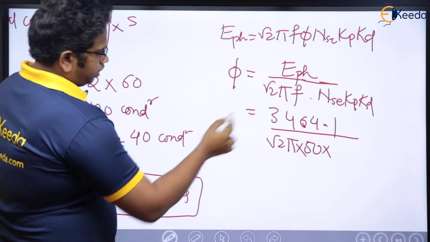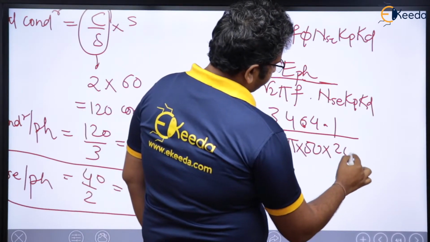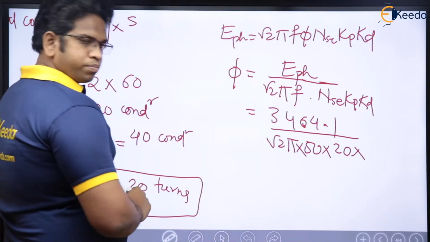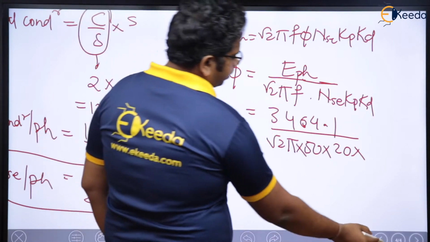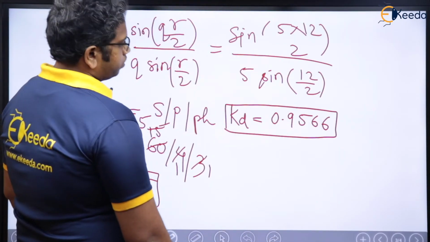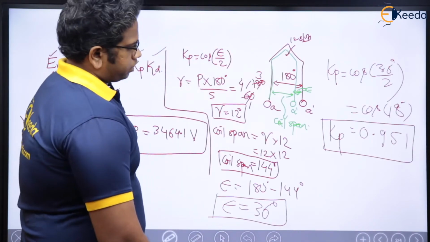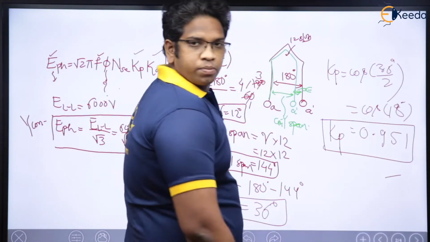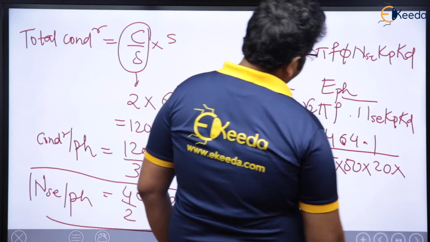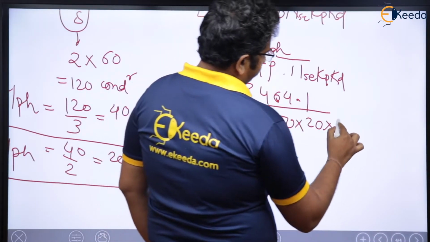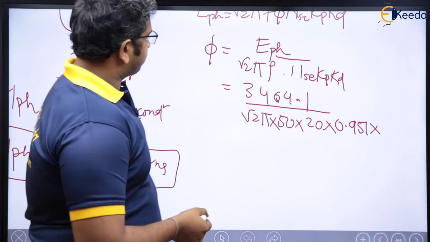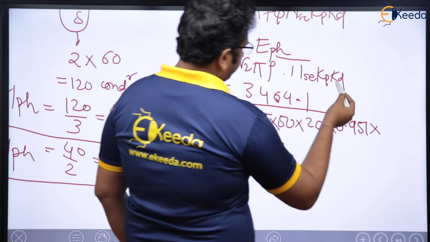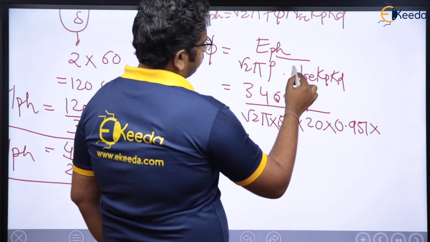How much is this one? N_se is going to be 20, the number of series turns, 20, just now we got. Then next is what? K_p and K_d. What is K_p, sir? K_p is going to be 0.951. So let me take it as 0.951. Multiply by what is the next? You need K_d. K_p is also done. This is N_se.